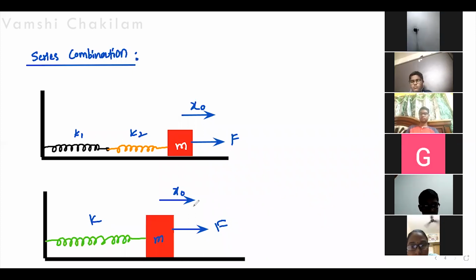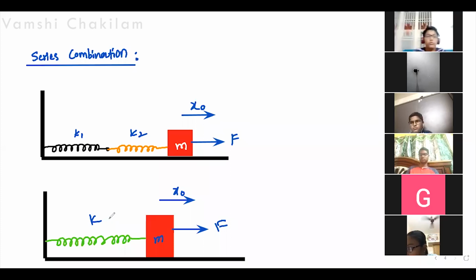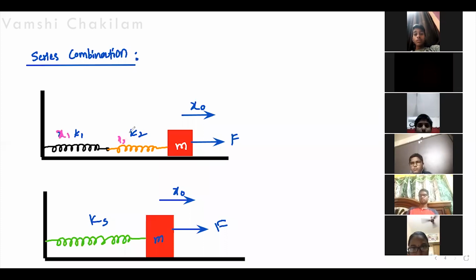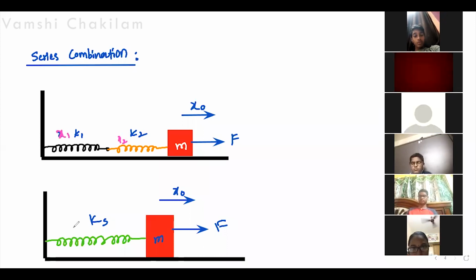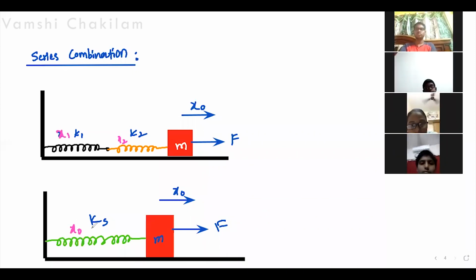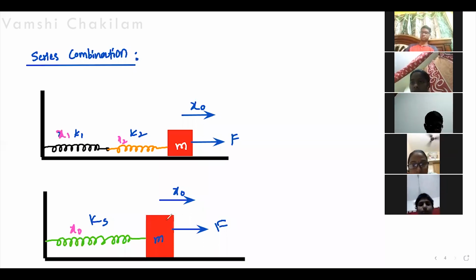Are you able to understand, my dear? So I call this spring K series. Now, the block is getting displaced by X naught, which means x1 elongation will be there in this spring and x2 elongation in the other. Block displaces by X naught means what elongation here? X naught elongation. And the condition is equilibrium in both cases.